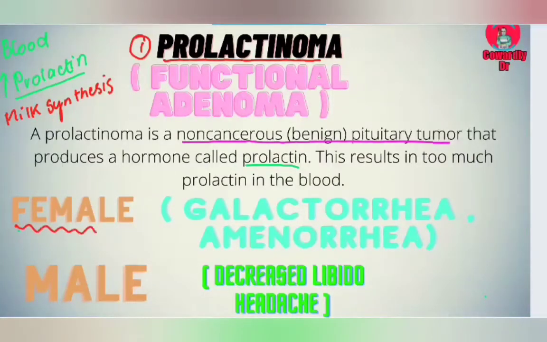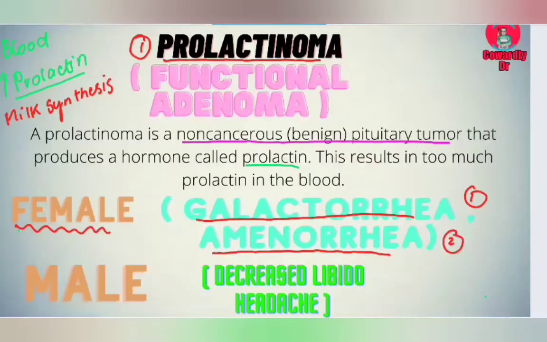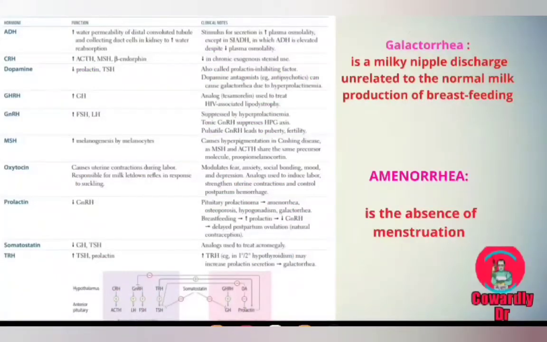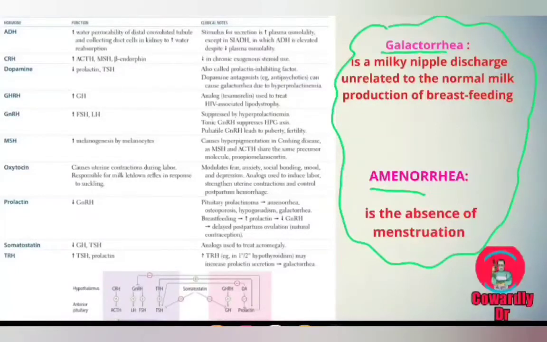Prolactinoma in females will cause galactorrhea and amenorrhea, whereas in males it will cause decreased libido and headache. We note that the prolactinoma will cause galactorrhea and amenorrhea in females. So what is galactorrhea? Galactorrhea is a milky nipple discharge unrelated to the normal milk production of breastfeeding, whereas amenorrhea is the absence of menstruation.